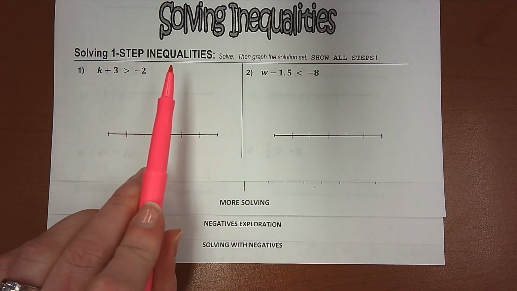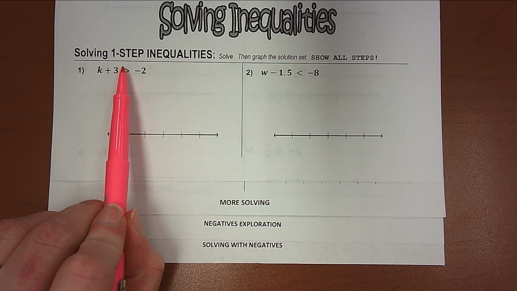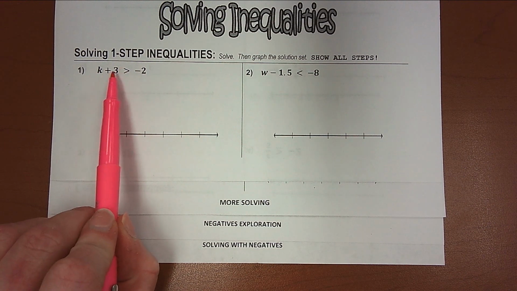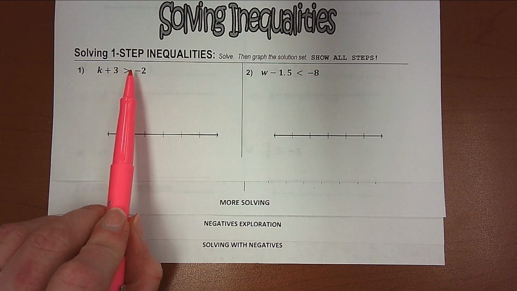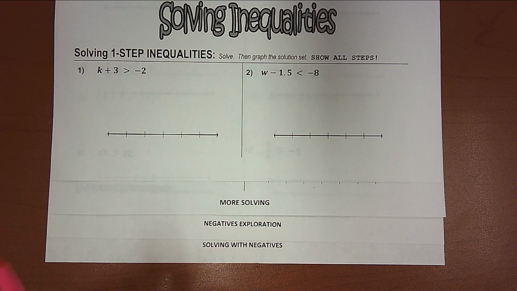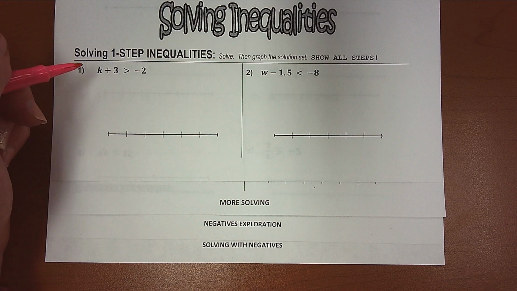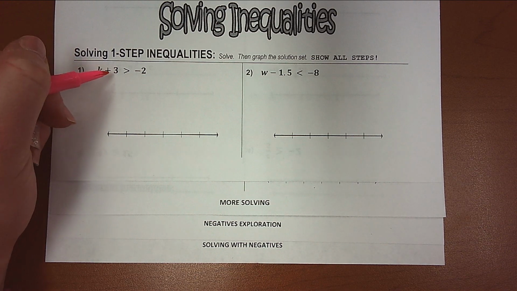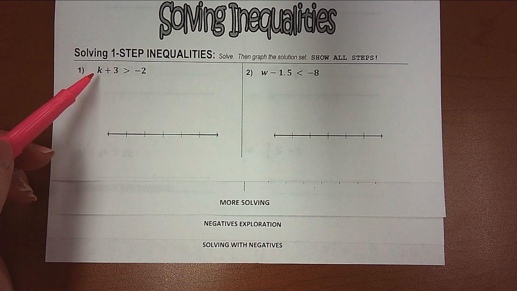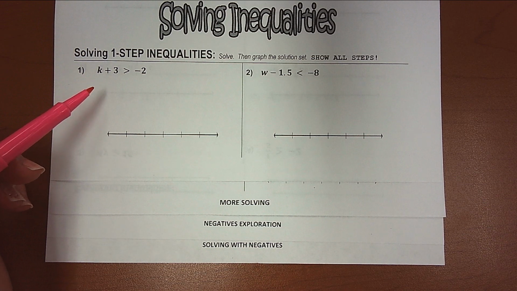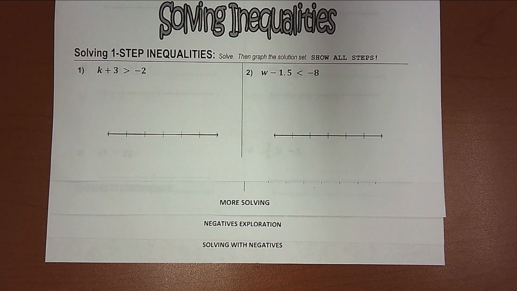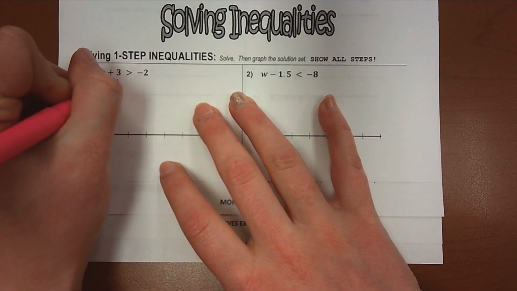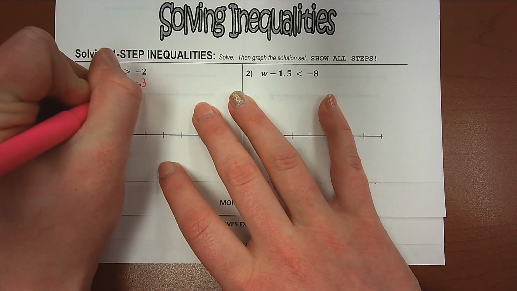So just like an equation, we're going to pretend like this greater than symbol, k plus 3 is greater than negative 2, is an equal sign. And whenever we see an equation, we always use inverse operations. Same thing with inequalities. The inverse of adding is subtracting. And whatever we do to one side of the inequality, we have to do to the other.